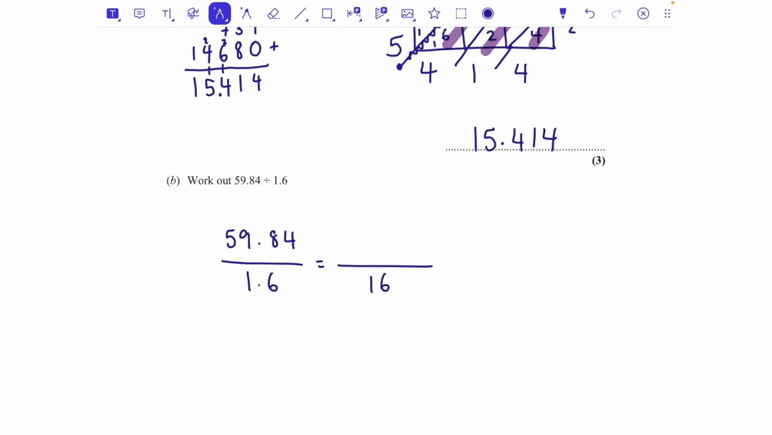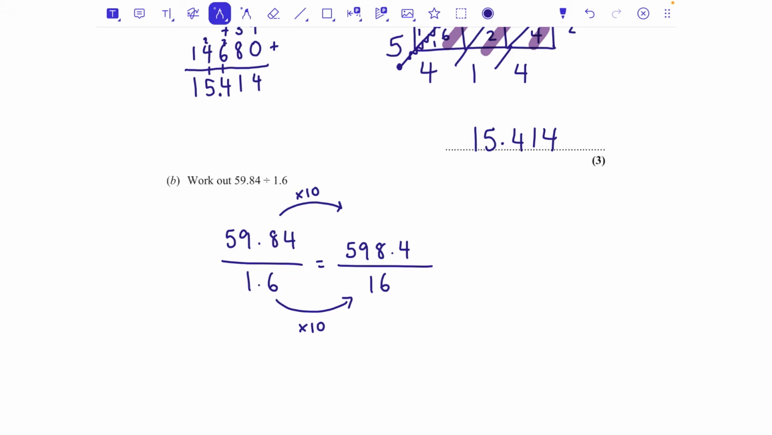I'm happier dividing by 16 than I am dividing by 1.6. What have we done there? We've timesed the denominator by 10, so we also need to times the numerator by 10. And what that does is it keeps the fraction the same. So that is the same sum. You don't need to divide by 10 at the end because you've timesed the top and the bottom. That is an equivalent fraction, equivalent sum.